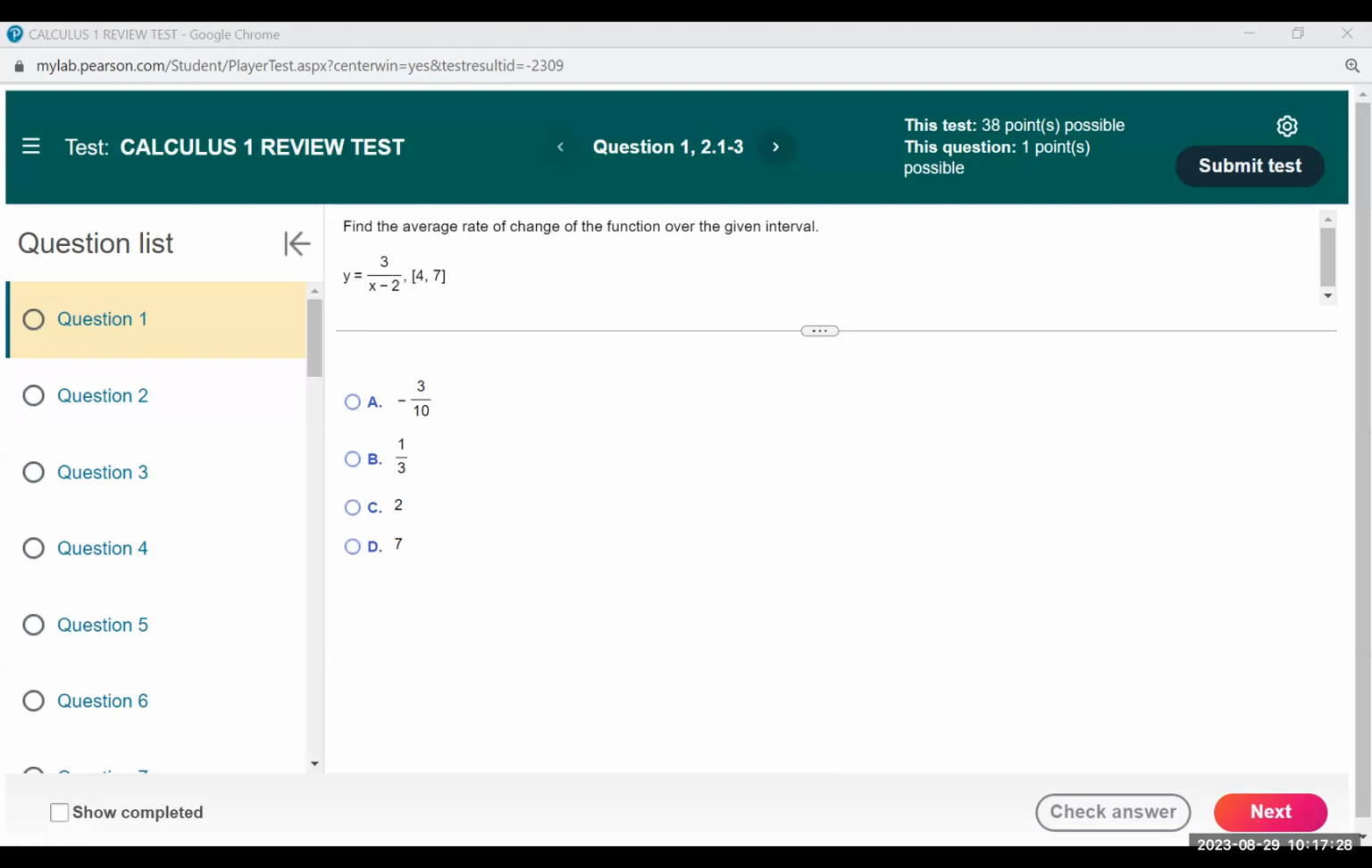No calculator. Calculator for this? No. Okay. I don't want decimals, I want fractions.